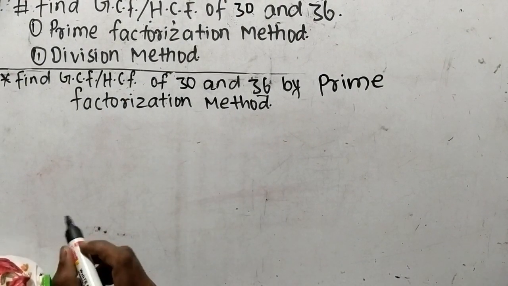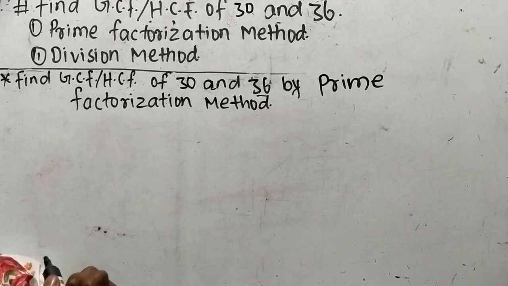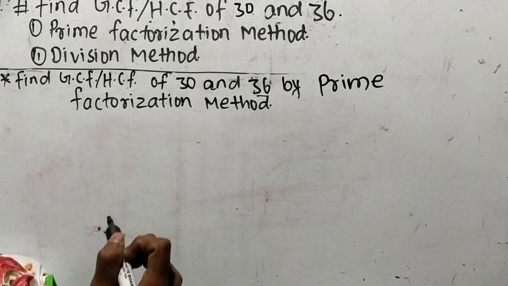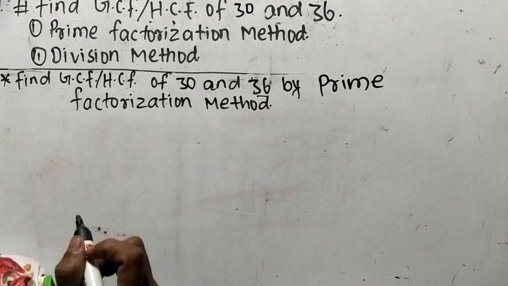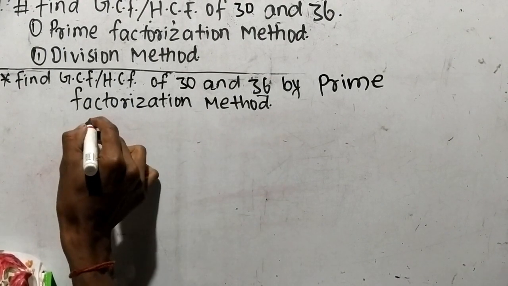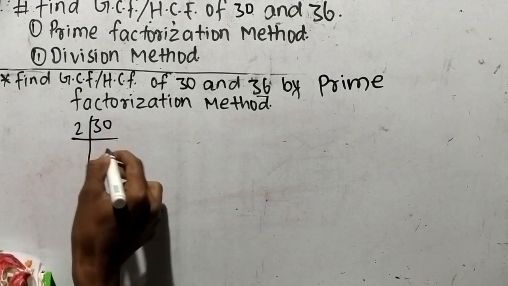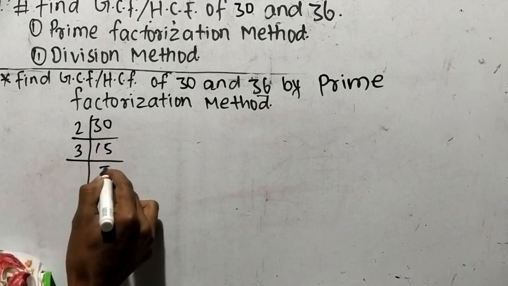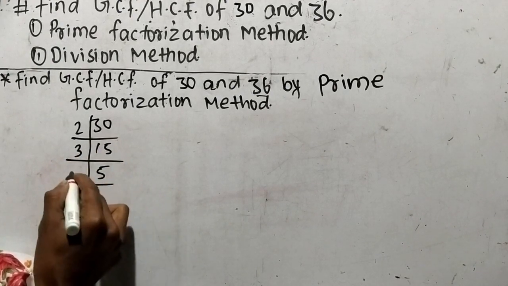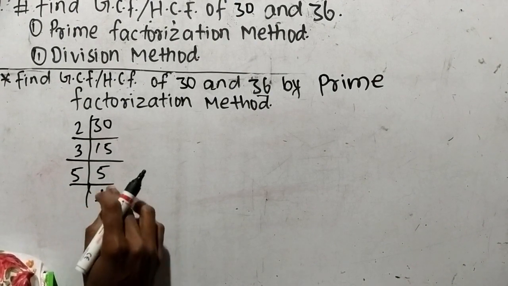So while finding out the GCF or HCF by prime factorization method, first of all we have to find out the prime factors of given numbers. So we have numbers 30 and 36. Let's find out the prime factors of 30. So it is 2 times 15 means 30, like as 3 times 5 means 15, and 5 times 1 means 5.